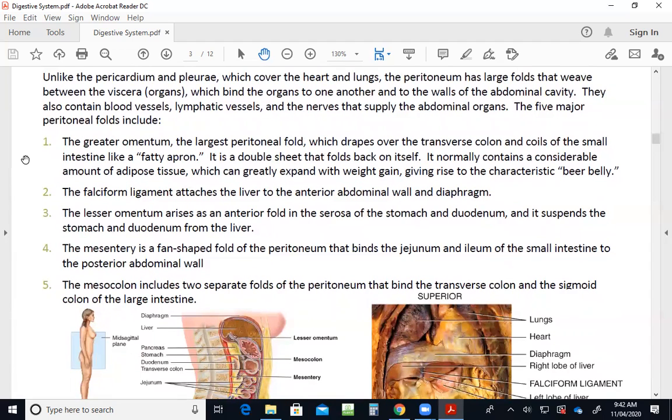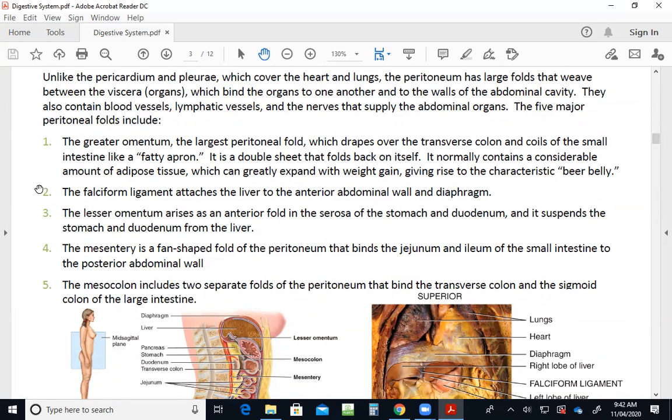Unlike our pericardium and the pleura, which cover the heart and lungs, respectively, the peritoneum has large folds that weave between the viscera, or the organs, binding the organs to one another and to the walls of our abdominal cavity. They contain blood vessels, lymphatic vessels, and nerves that supply those same abdominal organs.